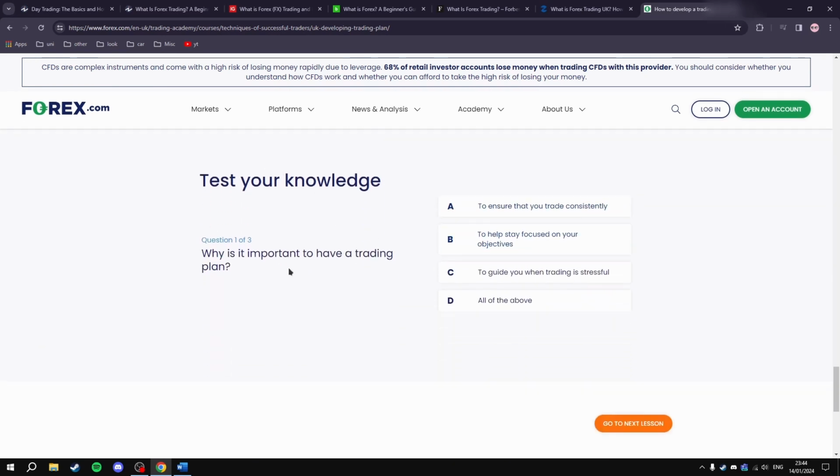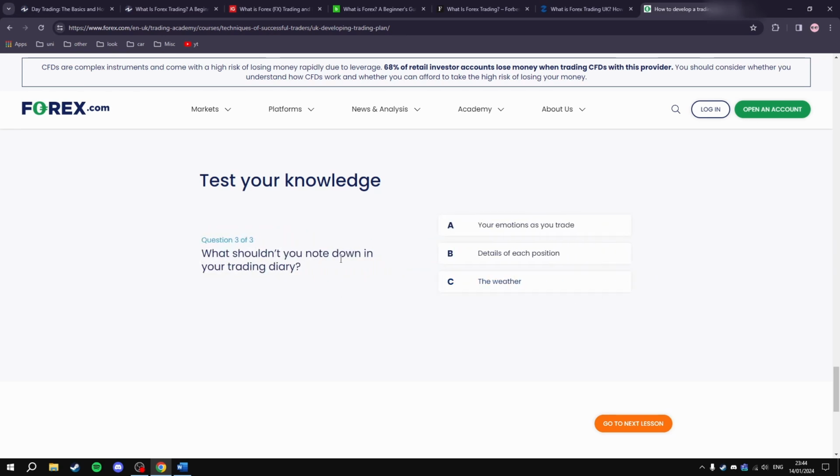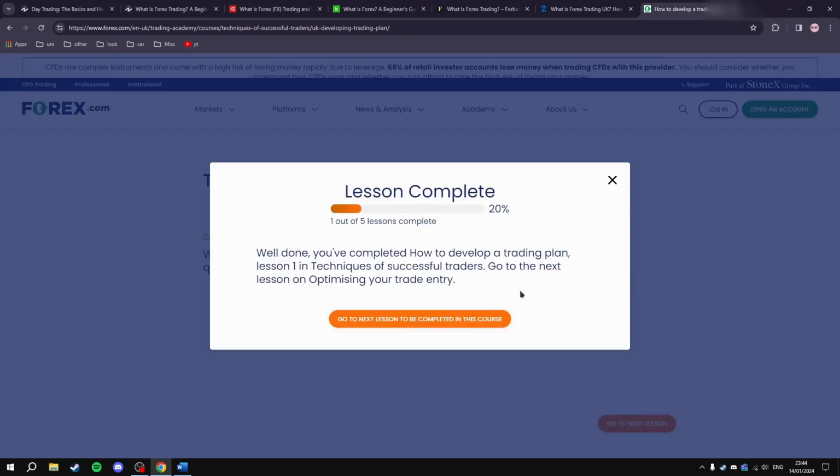Alright, so test your knowledge. Why is it important to have a trading plan? To ensure you're trading consistently, to help you stay focused on your objectives, to guide you when trading is stressful, all of the above. You should check your plan before you open each trade: true or false? True. What shouldn't you note down in your trading diary? The weather.